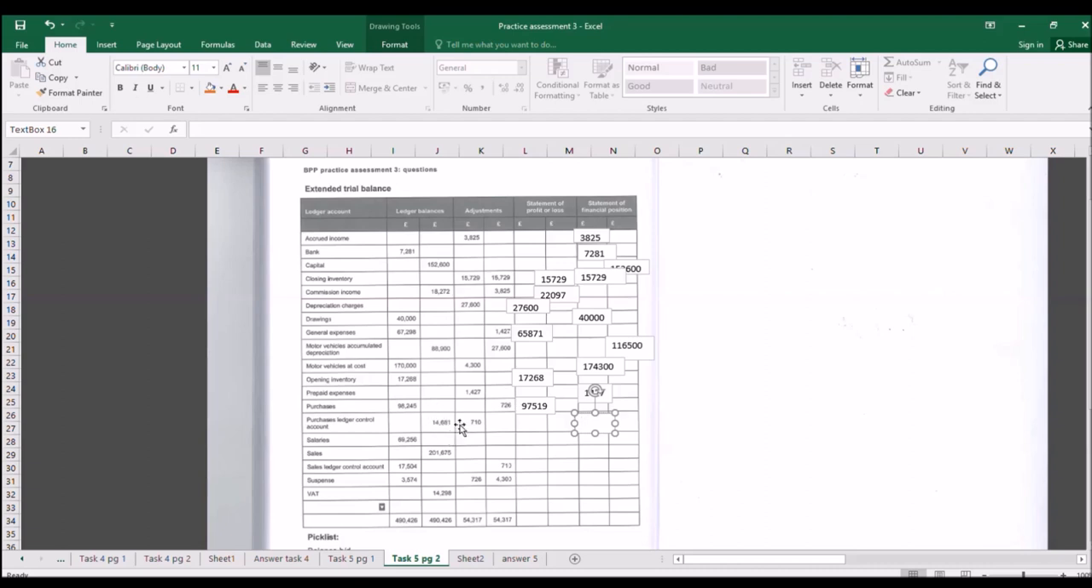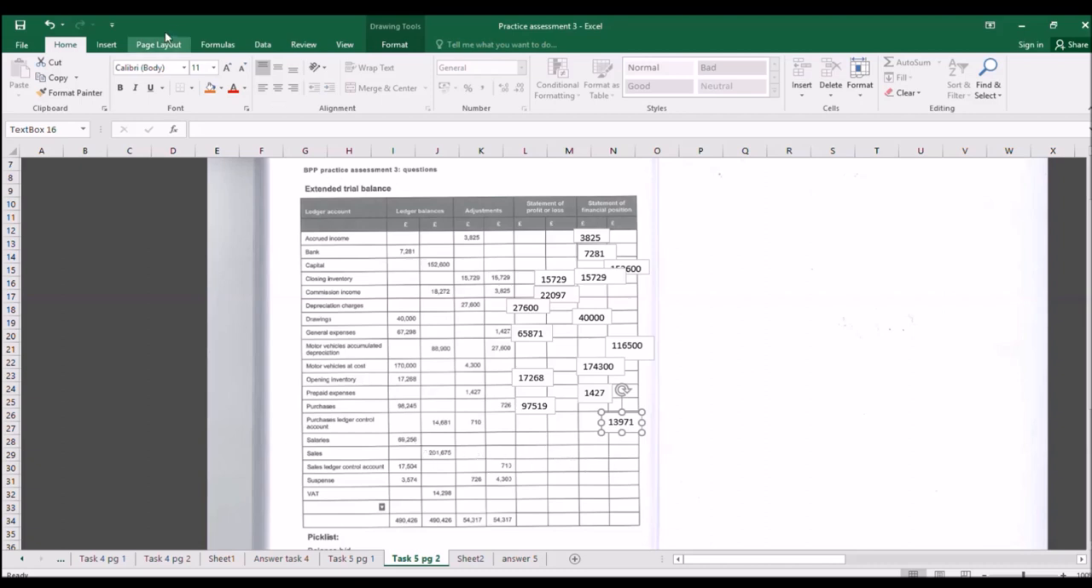Purchase ledger control account, not sales ledger control account. Sorry, purchase ledger control amount that we owe to our suppliers. So it'd be that credit there minus that debit there. That's going to be 13,971 here as a credit. Let's slide that over to there as a credit.